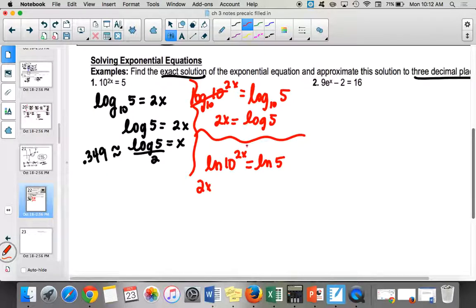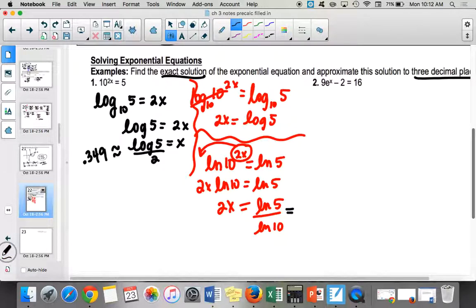That allows me to pull the 2x to the front, and then I divide. So I get natural log of 5 over natural log of 10 equals 2x. This is why the change of base formula, which you guys learned in the last section, works. Do you guys remember the change of base formula? So if I have natural log of 5 over natural log of 10, I could write that as log base 10 of 5. Do you guys see that?